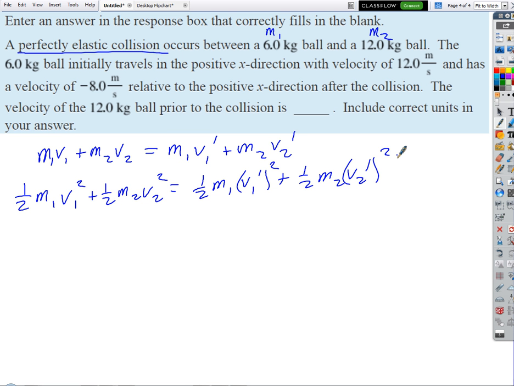So the unknowns, the two variables, would be V2 and V2 prime, right? So let's just plug those in. Let's call these equations 1 and 2. And let's just plug this stuff in.